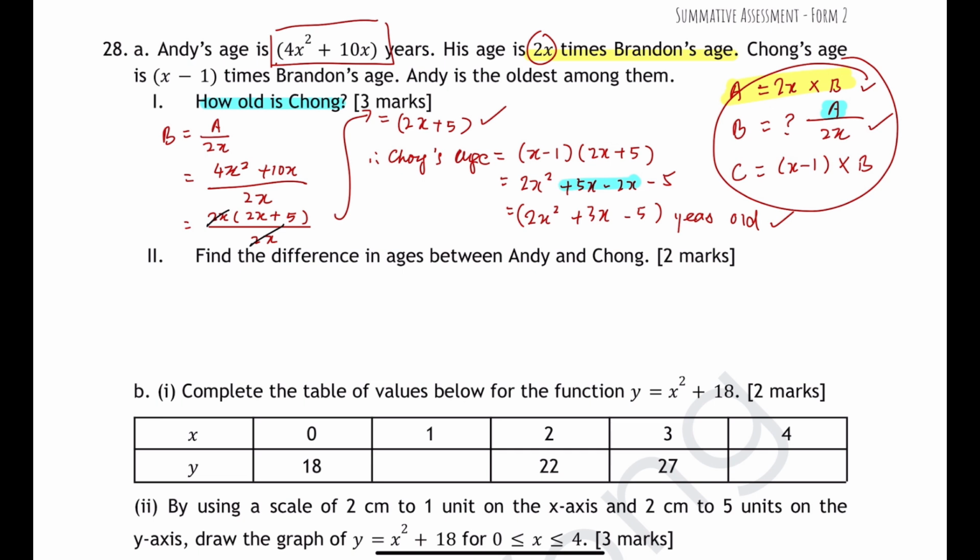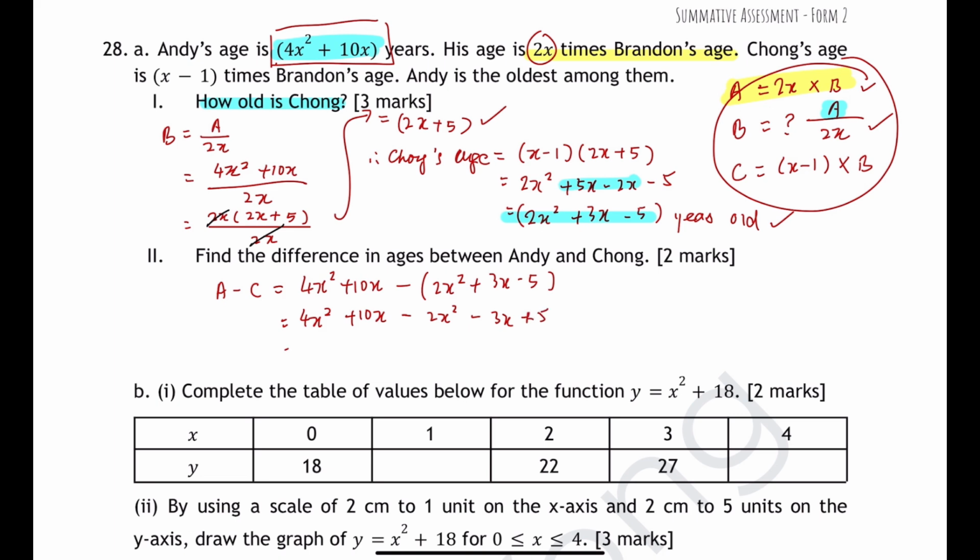Okay, and you are looking for the difference in ages between Andy and Chong. So again, this is Andy's age, this is Chong's age, and you know that Andy is the oldest. So basically you need to use A minus C, right? So A minus C, you have 4x squared plus 10x minus, remember to put your bracket, because the subtraction sign will impact everything behind, right? So you have 2x squared plus 3x minus 5, and you will have 4x squared plus 10x minus 2x squared minus 3x plus 5.